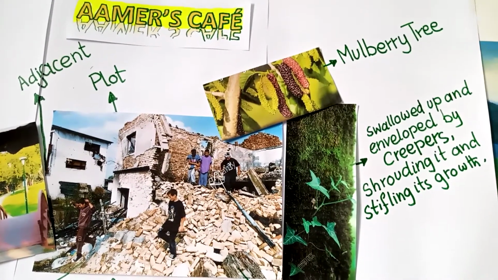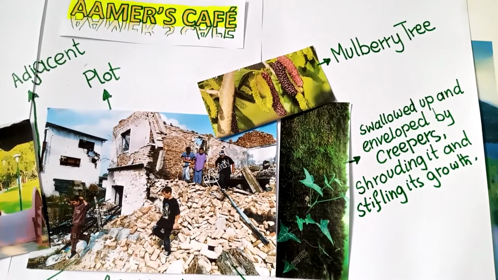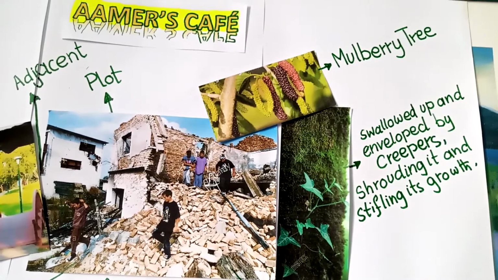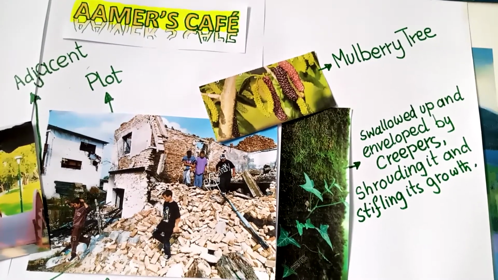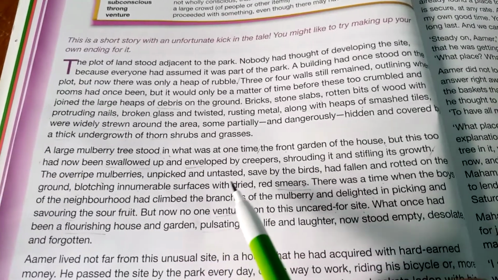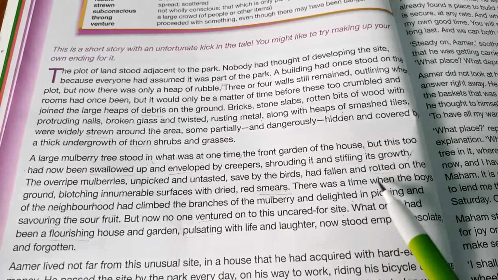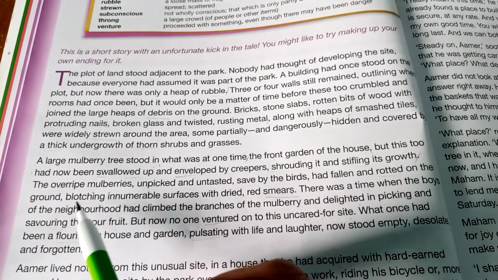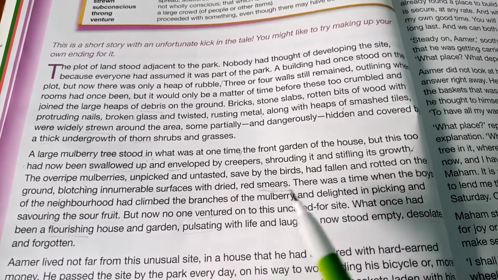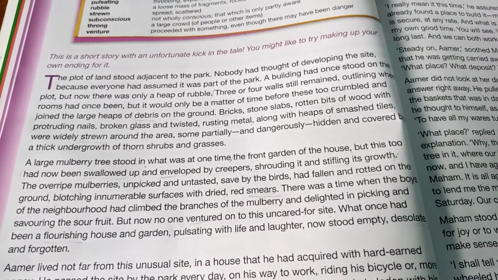It means that there existed a mulberry tree once, but now that had been completely covered up by the creepers and which had made the tree become very weak. The overripe mulberries, unpicked and untasted, save by the birds, had fallen and rotten on the ground, blotching innumerable surfaces with dried red smears. Smears means stains or marks.